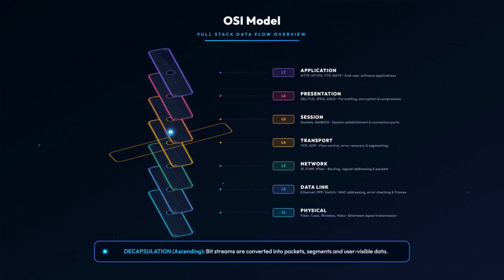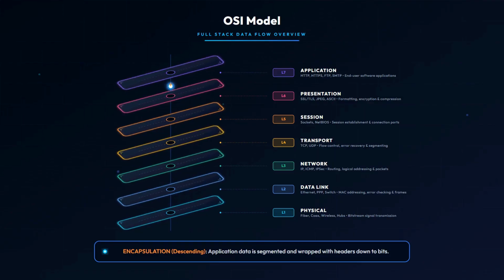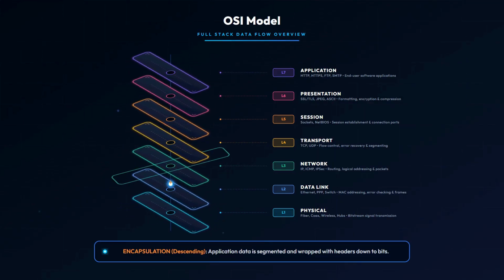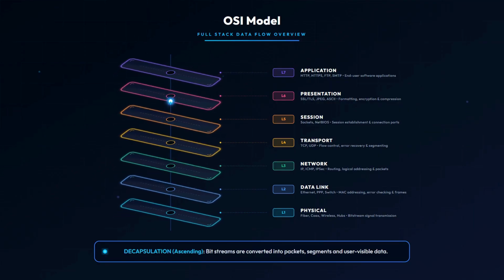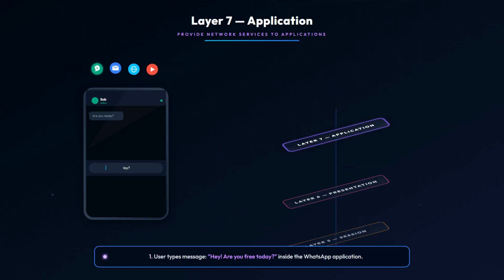Before diving deeper, here's the complete stack from top to bottom. At the top comes the application layer, then presentation, session, transport, network, data link, and physical layer. So let's start from the topmost layer, which is the application layer.